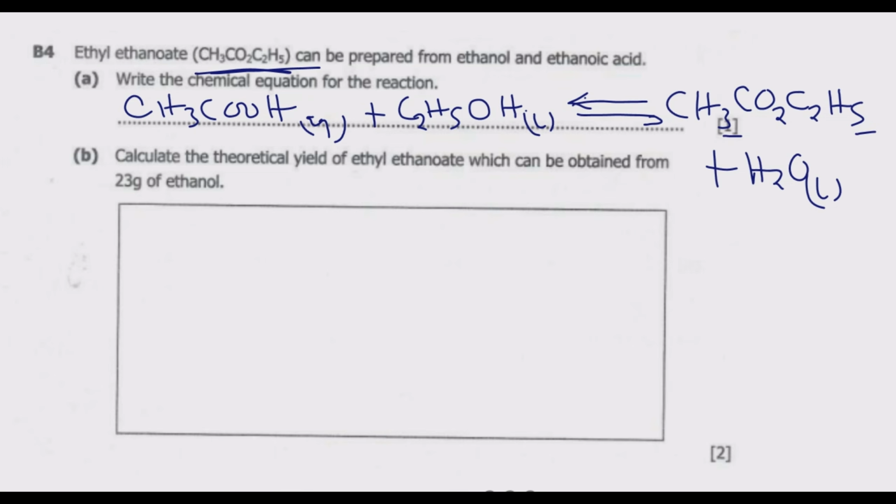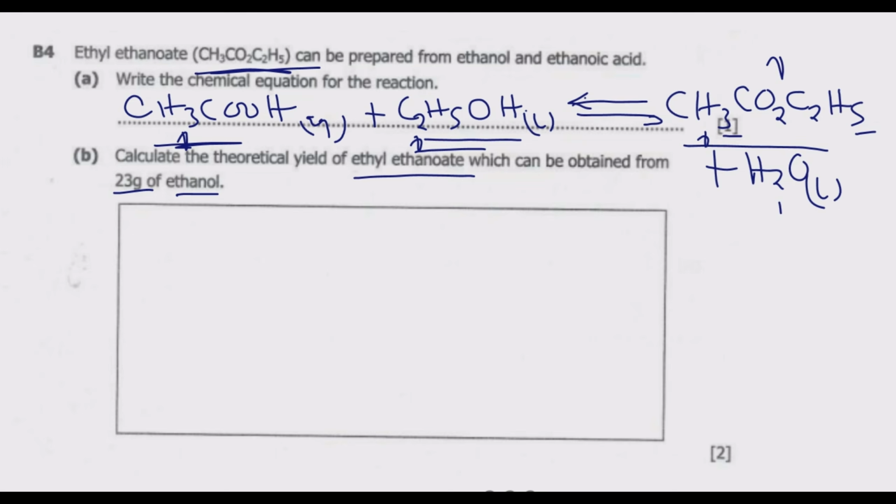You go to B. Calculate the theoretical yield of ethyl ethanoate which can be obtained from 23 grams of ethanol. So basically the mole ratio is 1, 1, 1, 1. So we are looking for this. If you use one mole here or here, we get one mole this side. So we are using which one? We are using ethanol. So ethanol is this one.